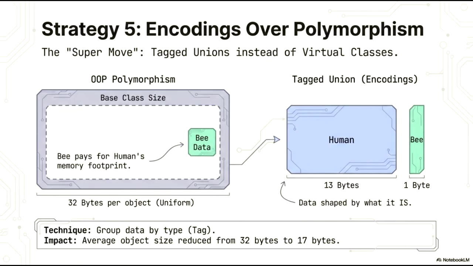By shifting to tagged unions, the data is shaped by what it actually is. Instead of a one-size-fits-all container, a human occupies 13 bytes, while a bee only requires 1 byte. This technique of grouping data by type-specific tags allows us to reduce the average object size from 32 bytes to just 17 bytes. This reduction in footprint optimizes memory density and improves overall cache efficiency.